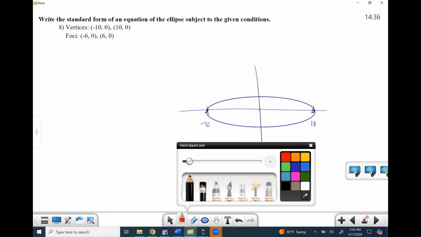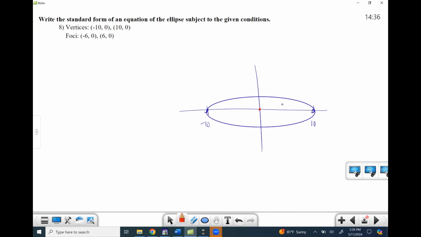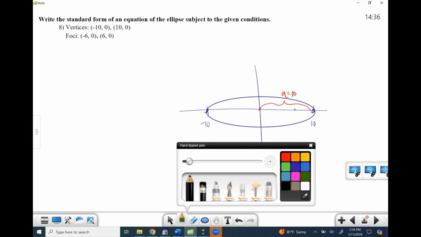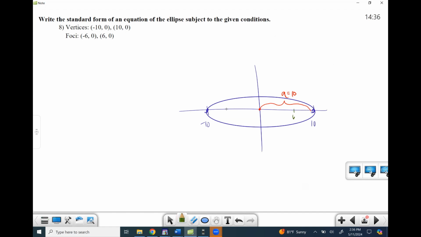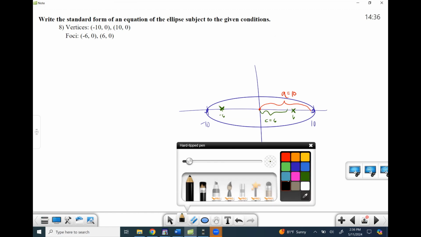Remember that the distance from the center out to a vertex is the letter A. So I now know that A equals 10. Then our foci lie at 6 and -6. Well, they just gave me the letter C. So C equals 6. Furthermore, I know exactly which formula I'm going to be using.